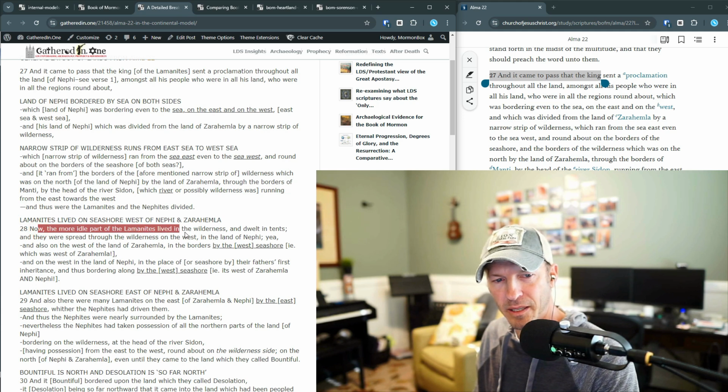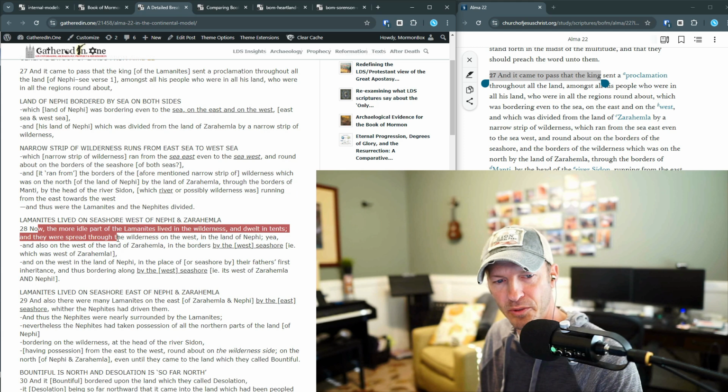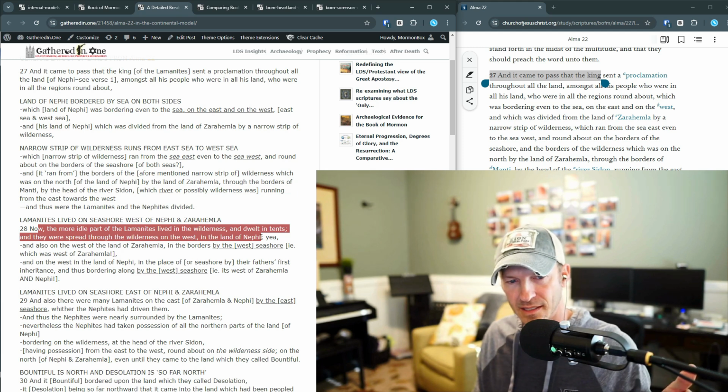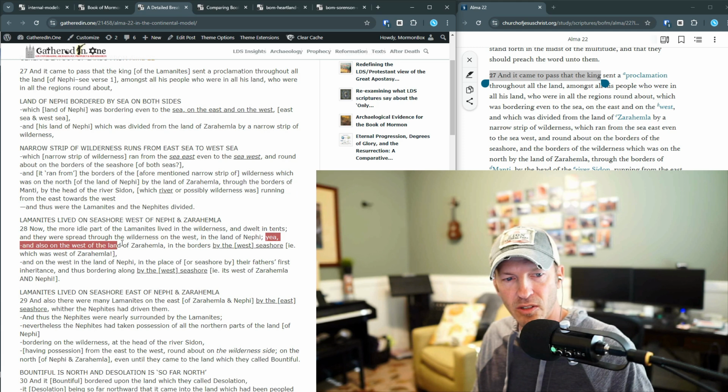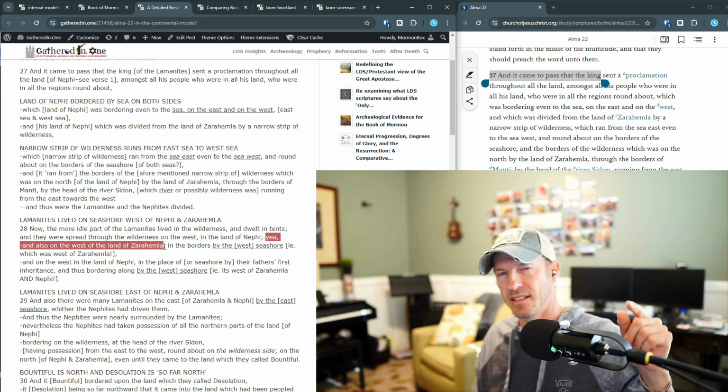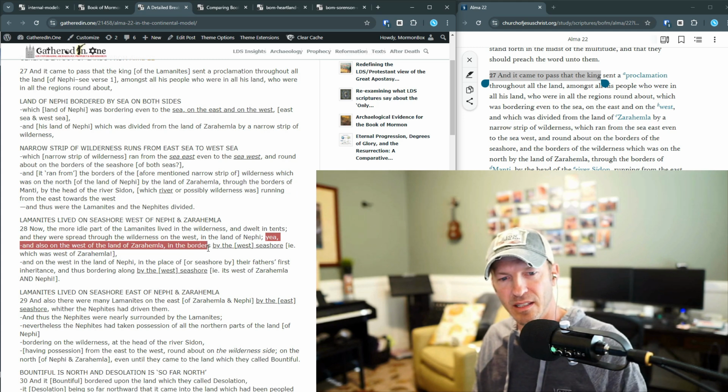Now, the more idle parts of the Lamanites lived in the wilderness and dwelt in tents, and they spread through the wilderness on the west, okay, in the land of Nephi. So we've got Lamanites on the west by the sea, obviously. We've already covered that. Yea, and also in the west of the land of Zarahemla. So we've got Lamanites in the west of the land of Zarahemla in the borders by the seashore, right?